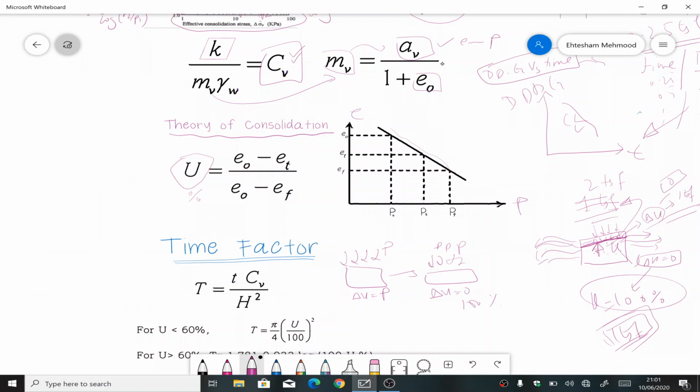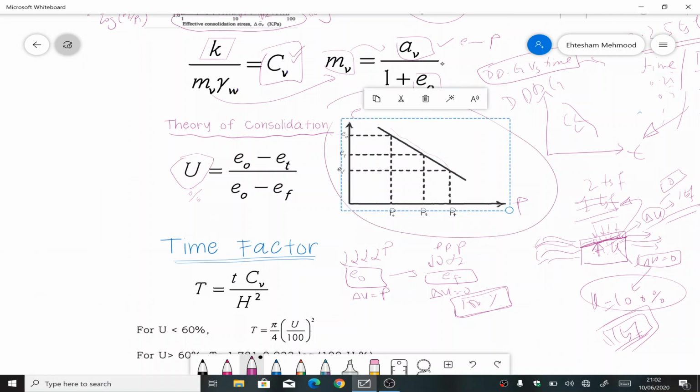At the start, once we had just loaded the soil specimen, e naught was the initial void ratio of the soil specimen, and at the time when all the consolidation has occurred, we call that e f. That is the final void ratio once the specimen has consolidated to 100%. The same thing is represented in this chart here. This is the initial stage of the specimen, e naught, and this e f is the final stage of the specimen. So we can say that this is 0% consolidation and this is 100% consolidation.